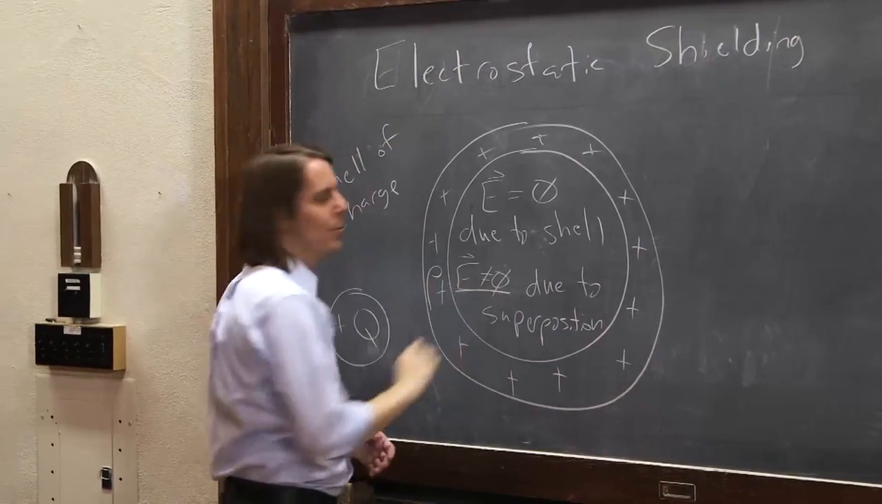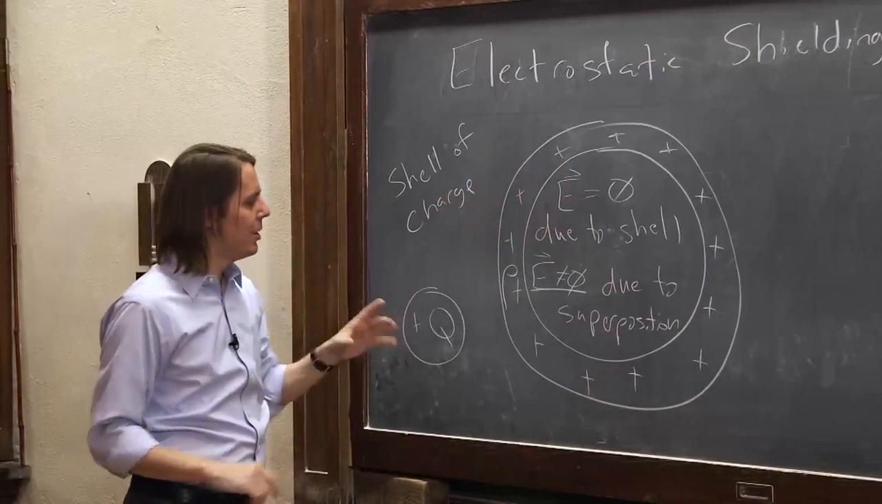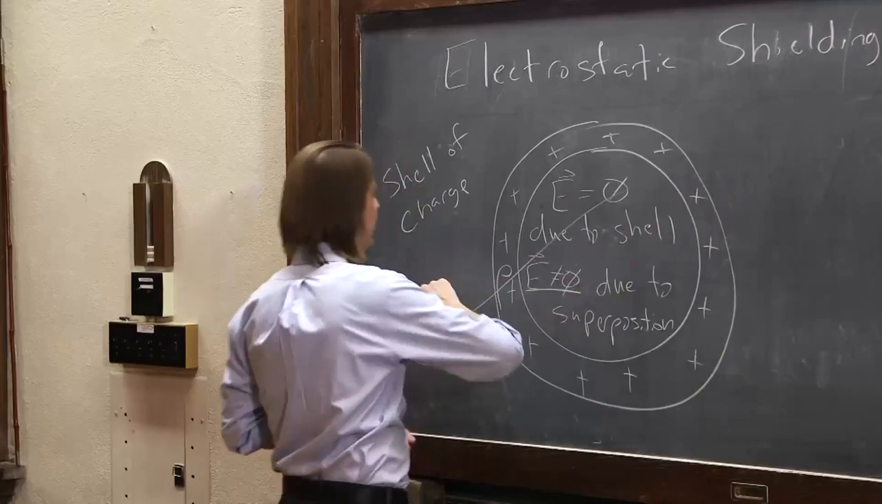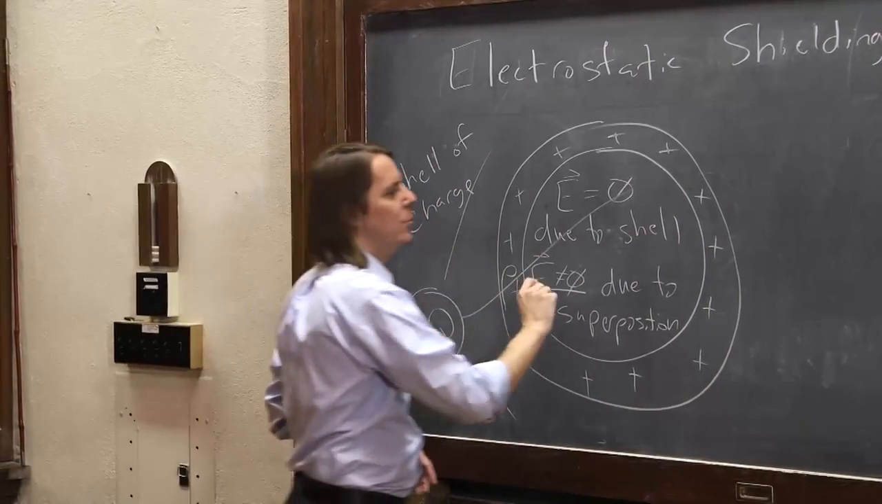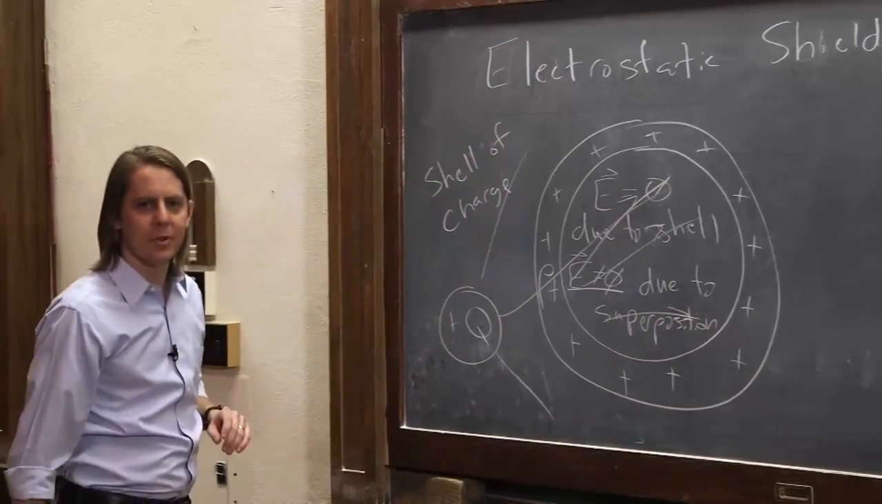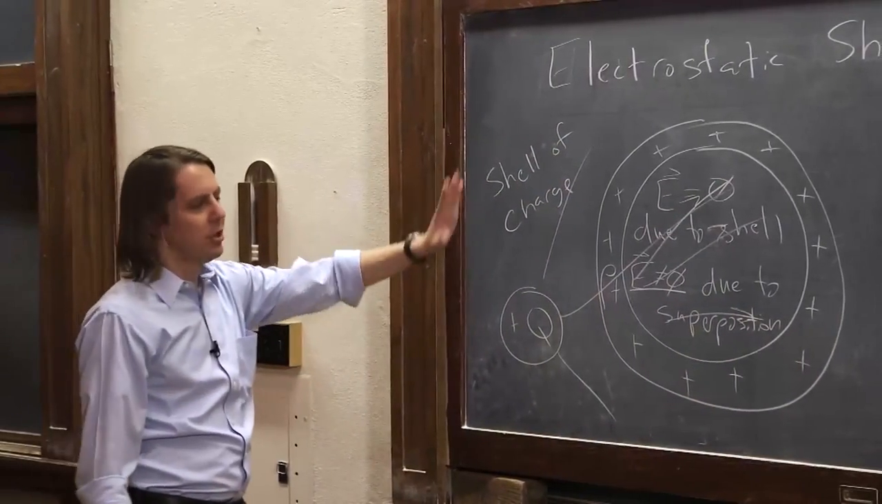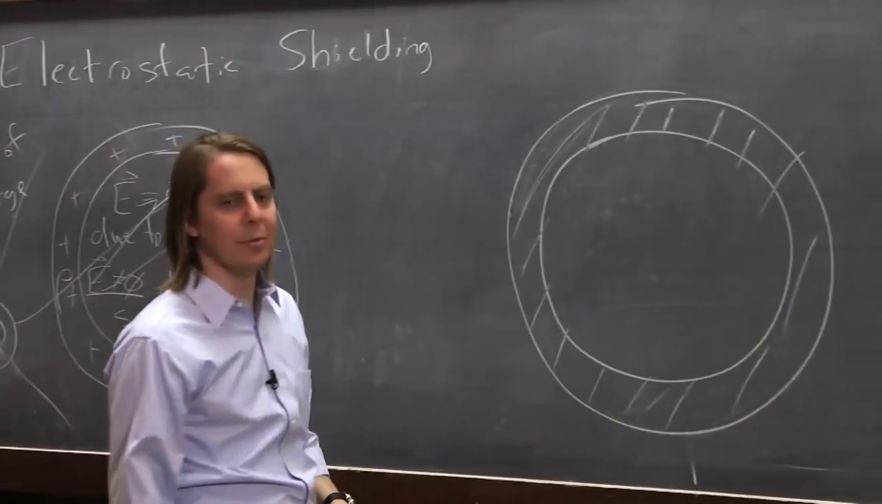So this is the real answer. It will not be 0. The shell by itself makes 0, but the field lines out here will just go straight through. I mean, they'll bend around because of the presence of the charge, but eventually you will get field lines in here due to big Q. So a shell of charge does not screen anything, does not shield you from anything.